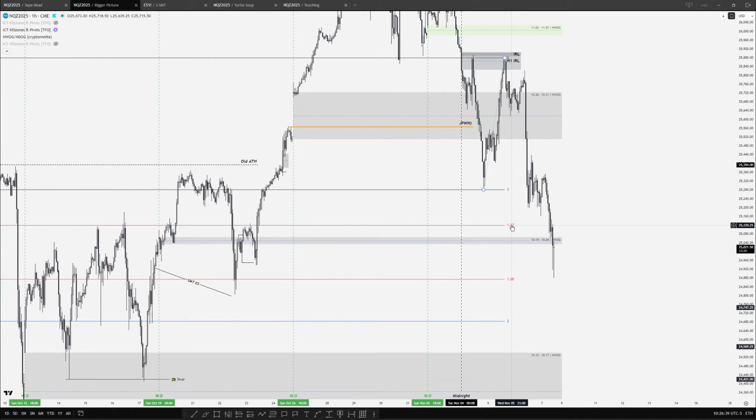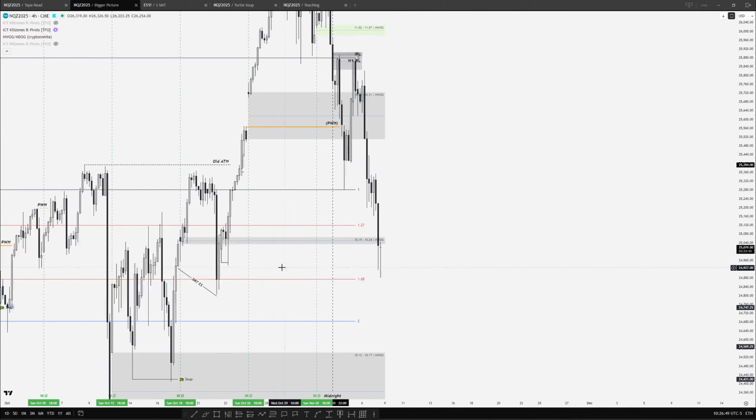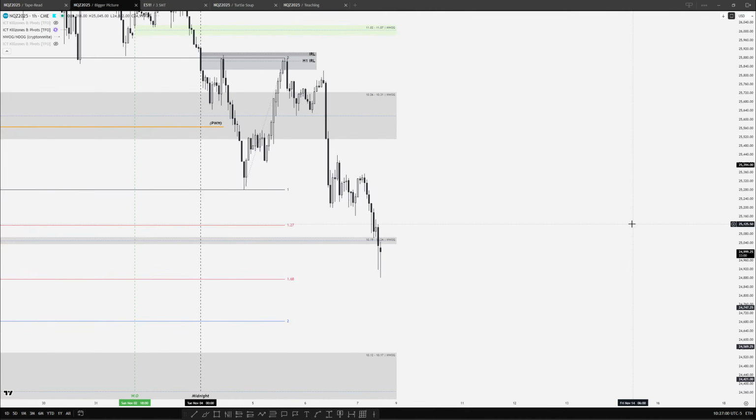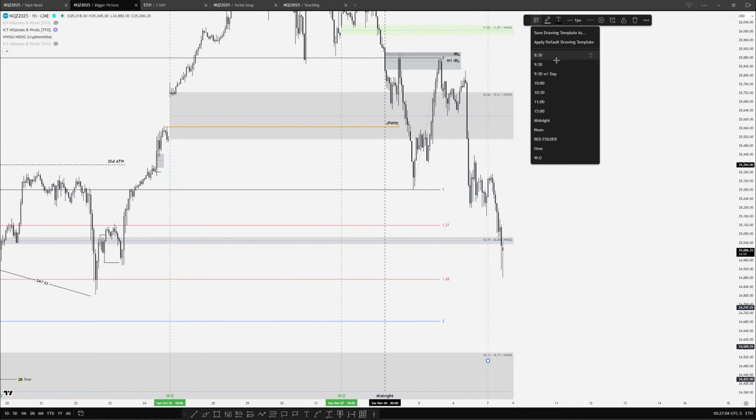So inside of this 1.27 and 1.68, you see a PD array on a lower time frame. This will be present on the 4 hour chart. Bam. All right. So sell side liquidity from Thursday's daily low being traded into inside the 1.27, 1.68 symmetrical price swing. And then on the 1 hour chart and sub 1 minute charts, you have order flow as well.